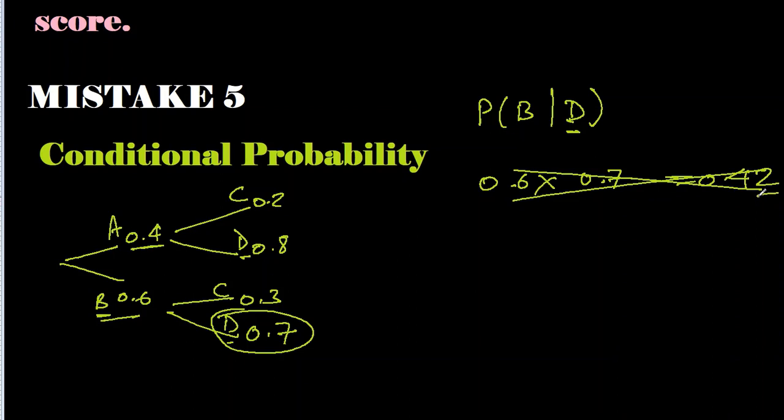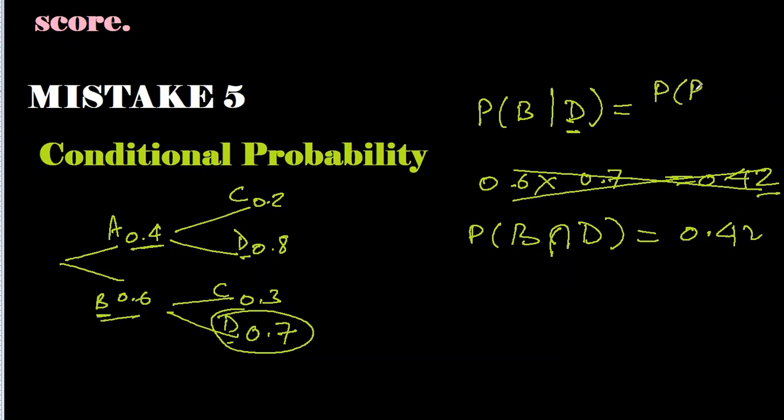This 0.42 is actually the probability of B intersection D. That B and D happened one after other, that is 0.42. It is not B given D. The formula for B given D, you might have done in your classes as well, or it will be given to you. It is probability of B intersection D divided by probability of what is given, D.